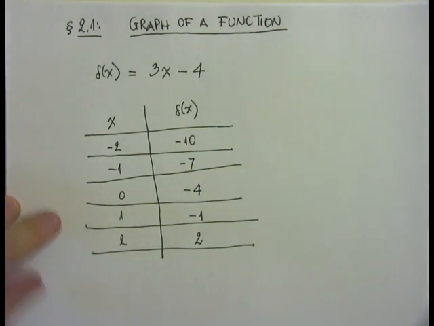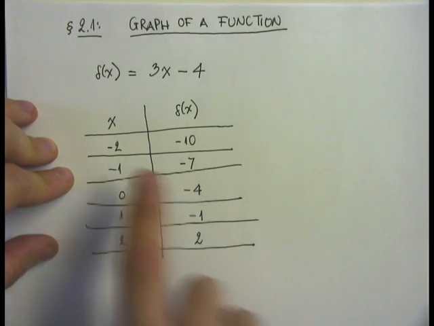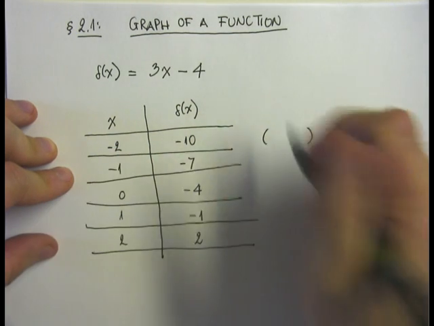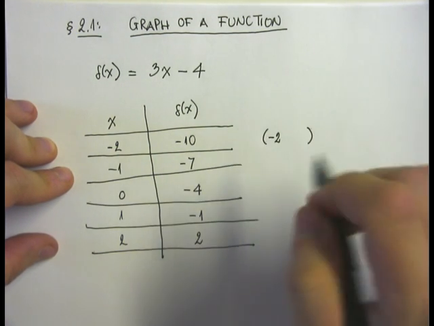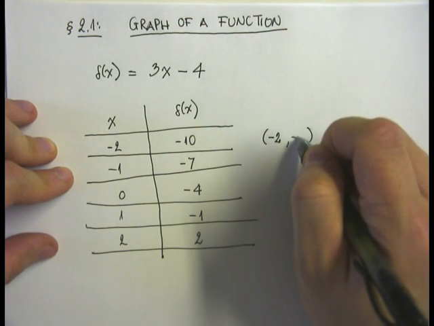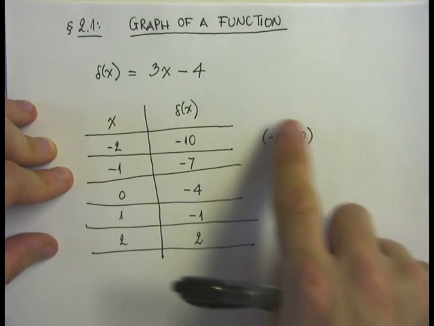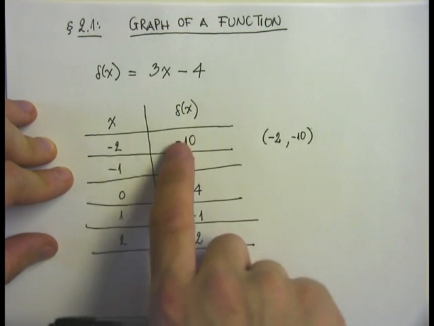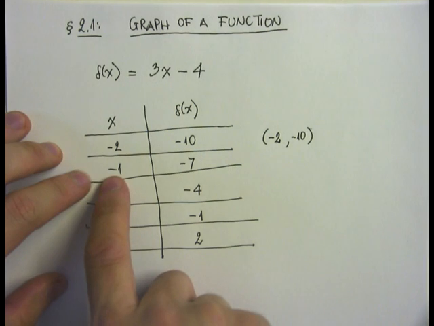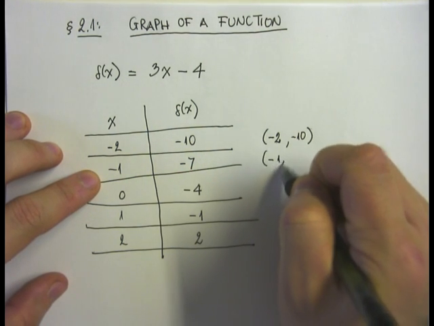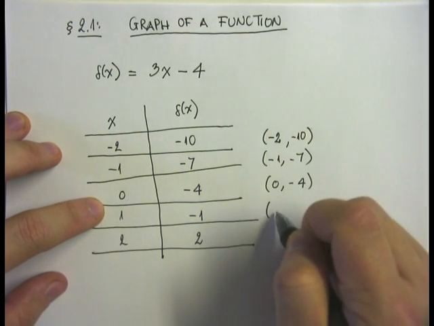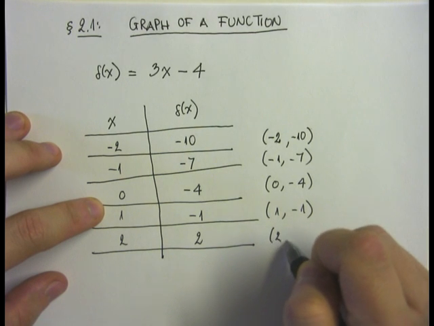Now when you look at the table, each pair exists as a coordinate point. I'm taking the whole pair and treating that as a point on the plane. Here -2, I call that the x component, and -10, I call that the y component. So the first point is -2 for the x coordinate and -10 for the y coordinate. Then -1, -7 gives me another point, 0, -4, and here I have 1, -1, and here I have 2, 2.